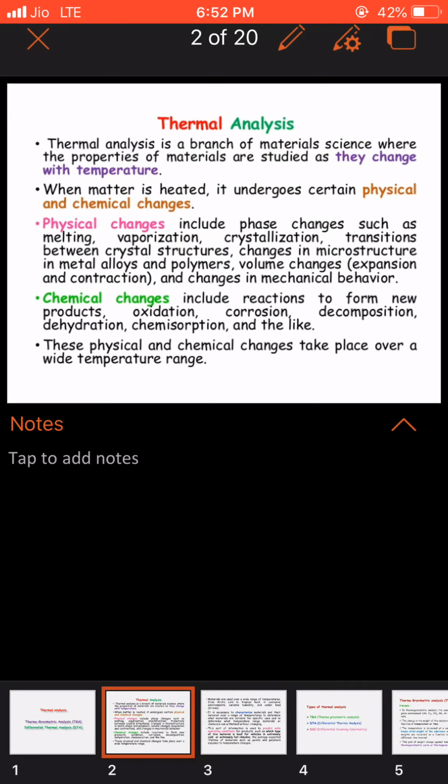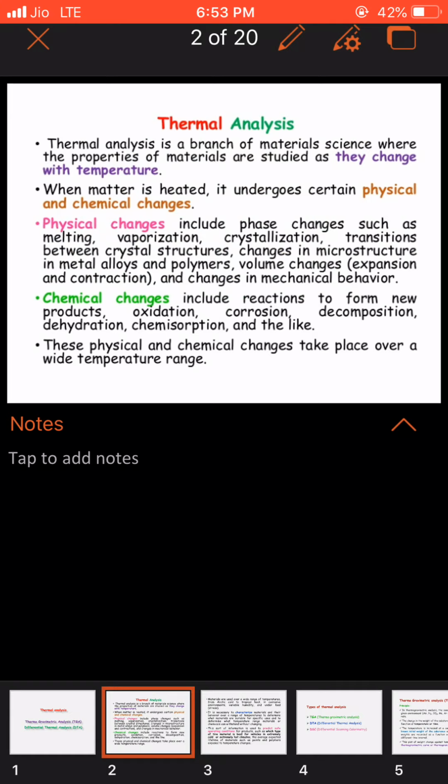So, when matter is heated, it definitely undergoes some physical or chemical changes. In everyday life, also, you can observe this. When heat is supplied to a body, its temperature will rise. So that will change the properties of that particular body. Here, the bodies that we are studying, the bodies that are of concern, are materials.